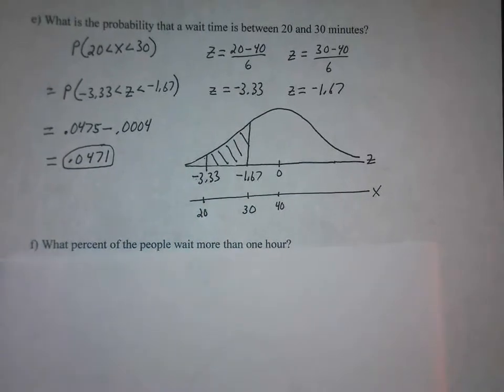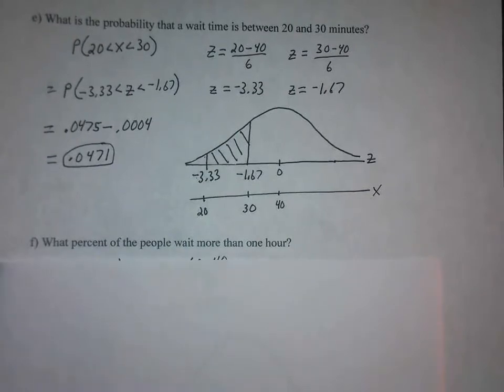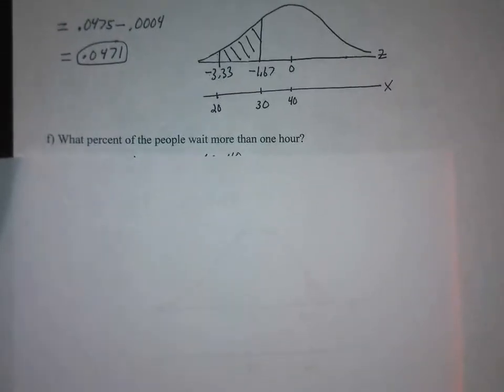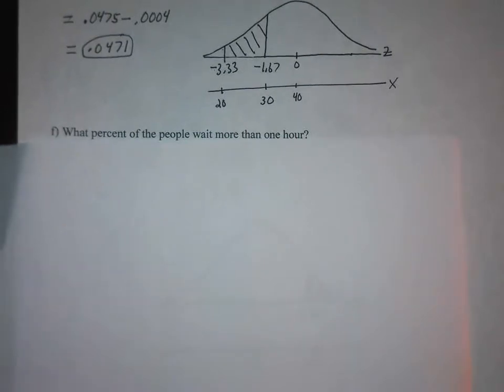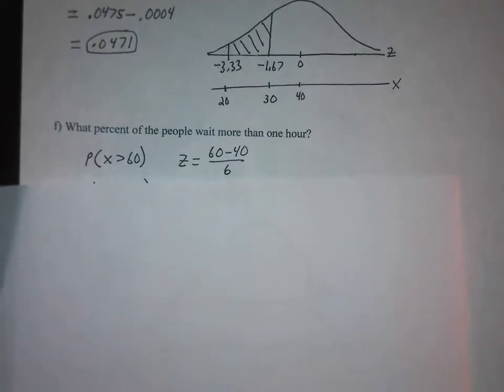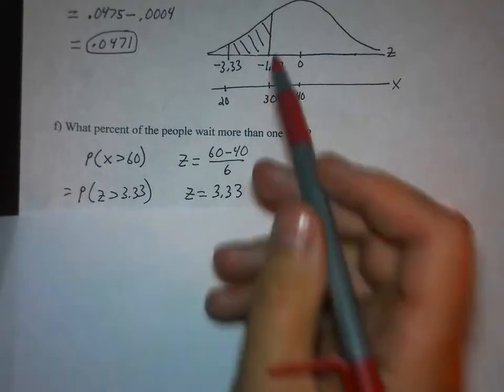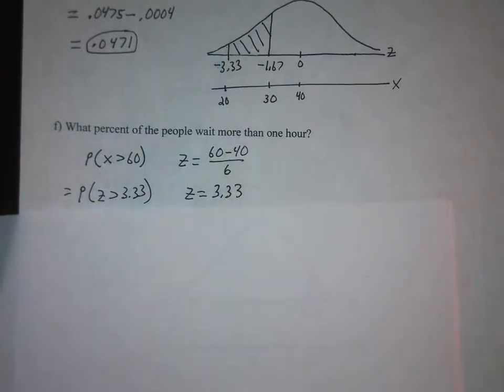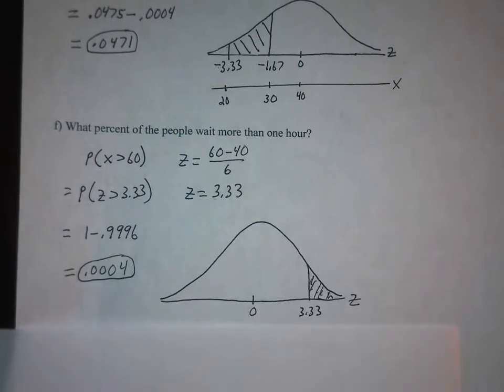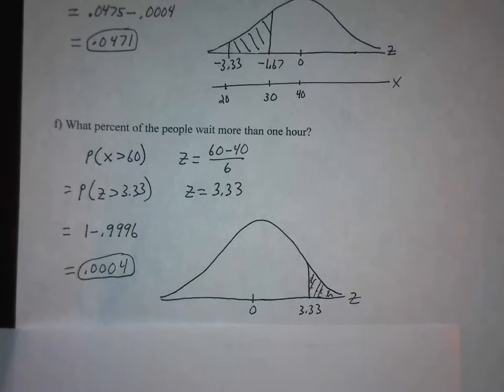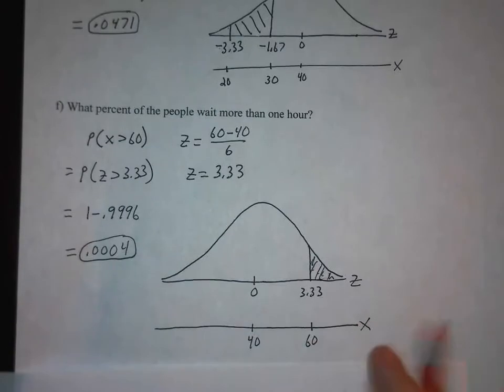And then percent of people that wait more than an hour. Okay, again, pause the video if you need to. But that's just asking you the probability that x is greater than 60 minutes. So you find the z-score, which turns out to be 3.33. Notice it's going to be symmetric with this one up here. And then when you shade the diagram, you're on that right-hand side of 3.33. Okay, so x is greater than 60. That's how it shows up on the x-axis.